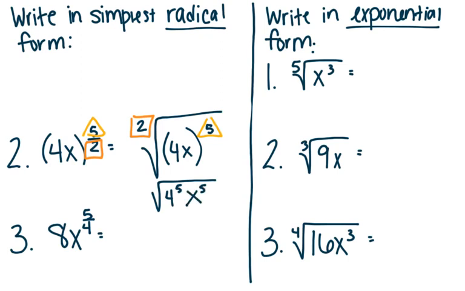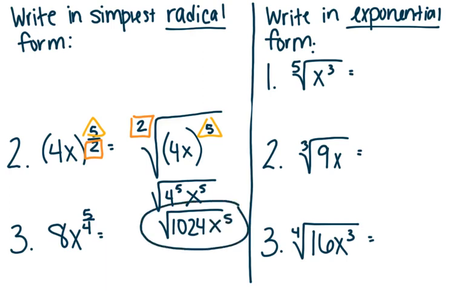And if we're just going to simplify it, we just need to figure out what 4 to the 5th power is. So this is 1024 x to the 5th power. Now sometimes if you go into higher level math courses, they'll actually have you break this radical down further, like we did in the quadratics unit. But I'm not going to right now, just because I want you to understand the process of writing it.